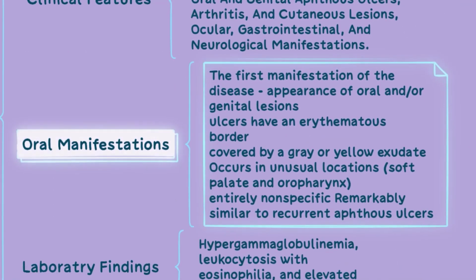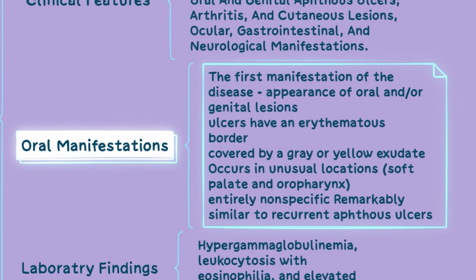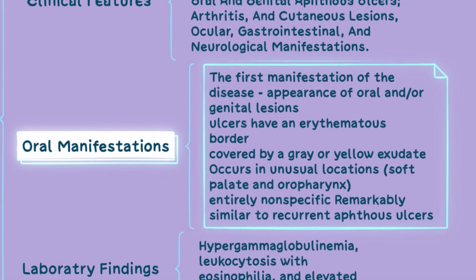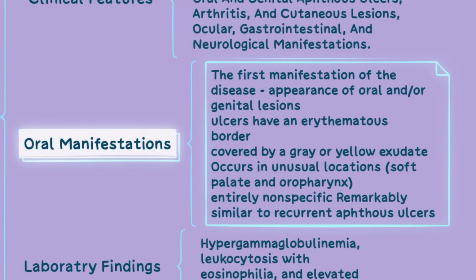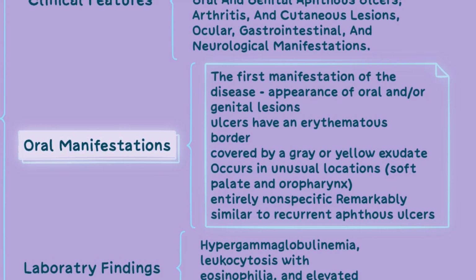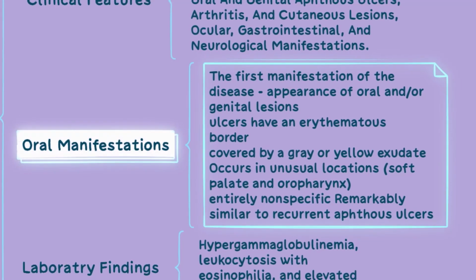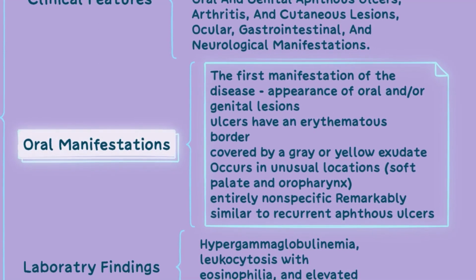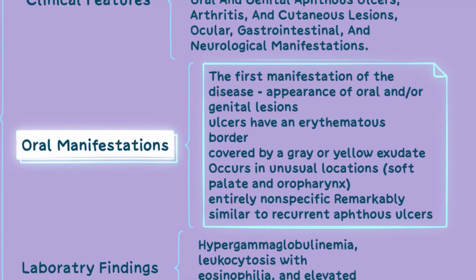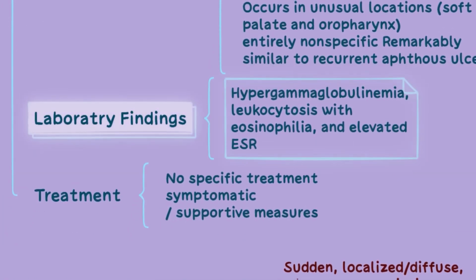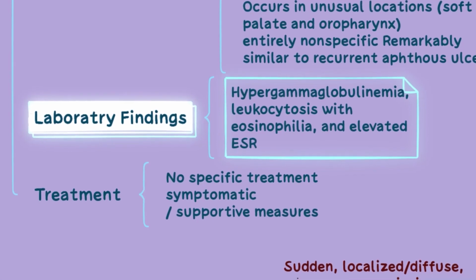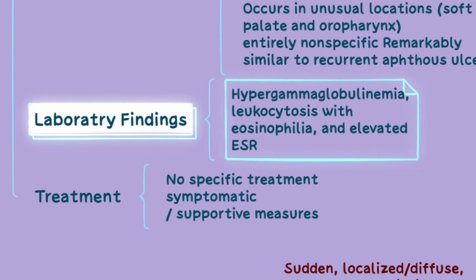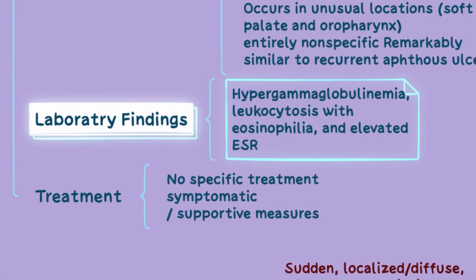The oral or genital lesions are often one of the first signs of the disease. The oral ulcers have an erythematous border and are covered by a grey or yellowish exudate. They can occur in unusual locations such as the soft palate and oropharynx. The appearance is similar to that of recurrent aphthous ulcers. It may present with hypergammaglobulinemia. There may be leukocytosis with eosinophilia, and ESR may be elevated, indicating inflammation in the body.